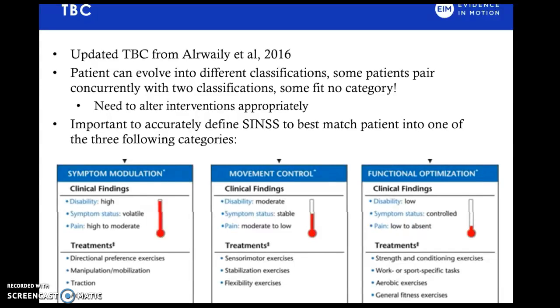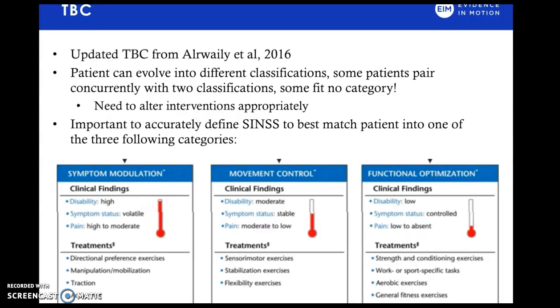We may need to delve down into a patient that's been progressing well because they come back in with a symptom flare, and so being able to regroup and then come into the ability to provide interventions that allow for that symptom modulation.